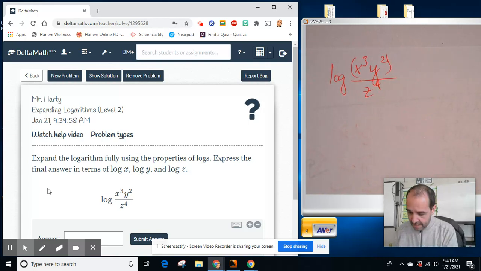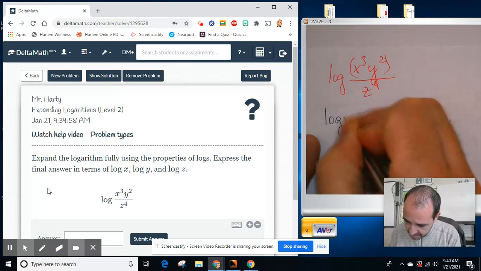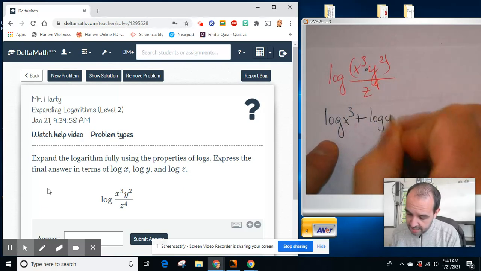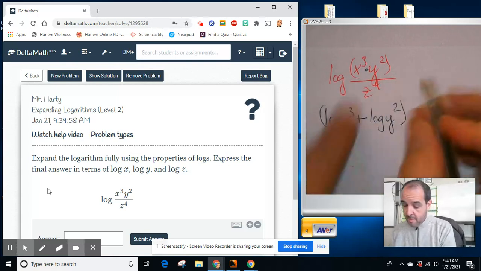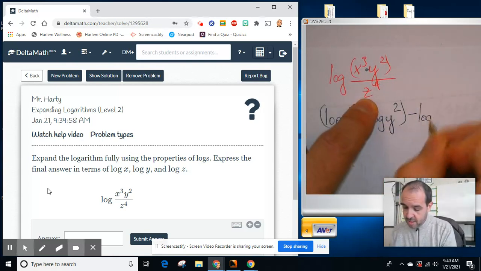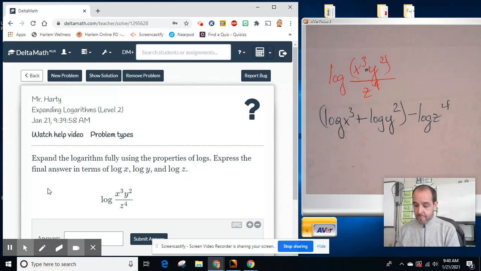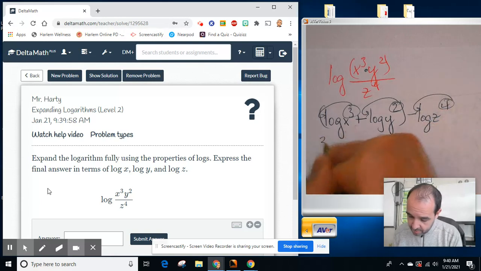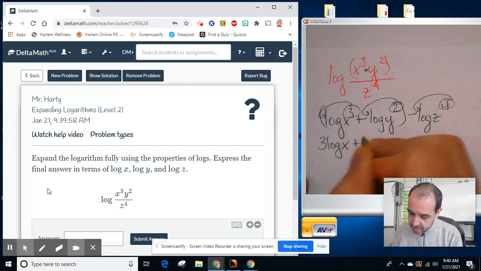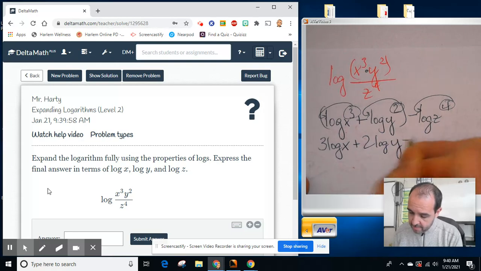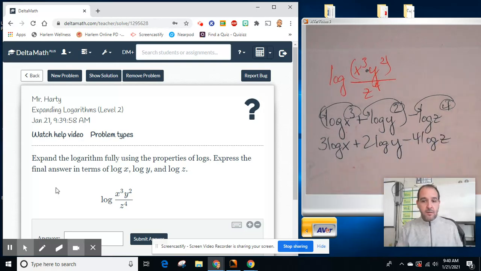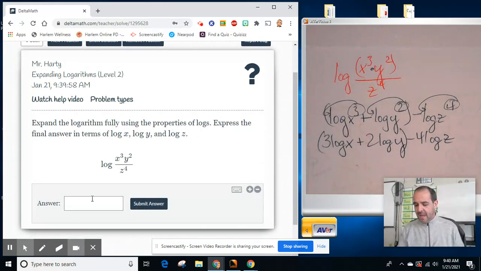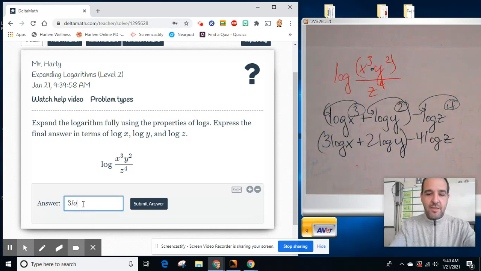Okay, rock and roll. Log x to the third plus log y squared, still together, minus log z to the fourth. And now it's all about the exponents becoming coefficients, people. 3 log x plus 2 log y minus 4 log z. All right. Keep your parentheses, Hardy. Even though this time, I think we'd have gotten away with not doing it, but I'm not taking a chance.